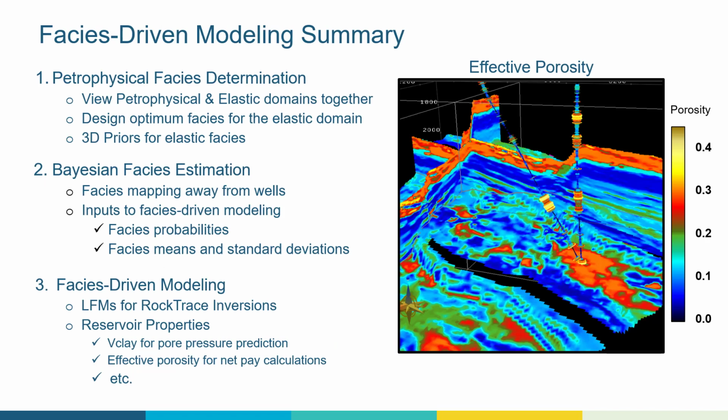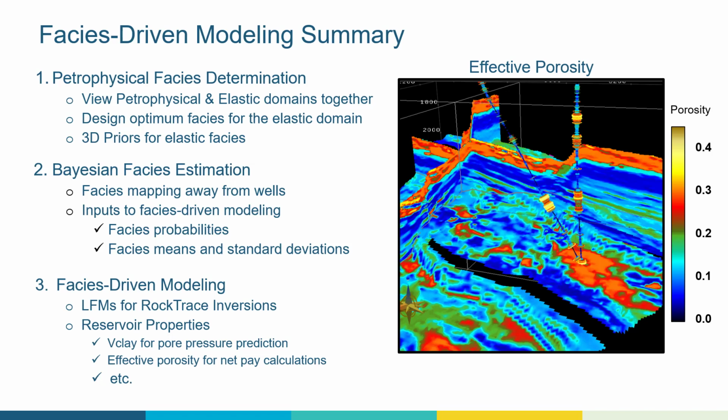Well, my last slide here on the right-hand side, we're just looking back at that effective porosity again in a high porosity body we see in 3D space confirmed by wells. And we started off looking at the petrophysical domain and Facies design, where we designed in the petrophysical domain and then checked that out in the elastic domain. And decided on an optimum set of facies to use. I didn't dwell on this very much, but that step also provides 3D prior probabilities for the facies estimation.